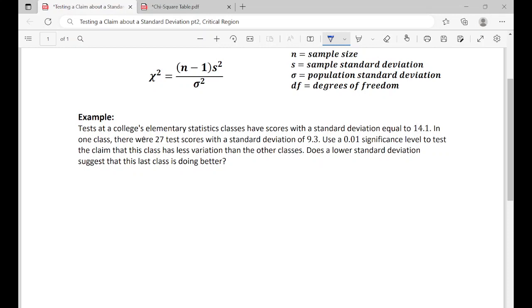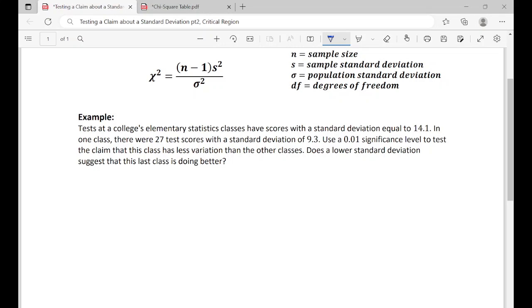Tests at a college's elementary statistics classes have scores with a standard deviation equal to 14.1. In one class, there were 27 test scores with a standard deviation of 9.3. Use a 0.01 significance level to test the claim that this class has less variation than the other classes. Does a lower standard deviation suggest that the last class is doing better?